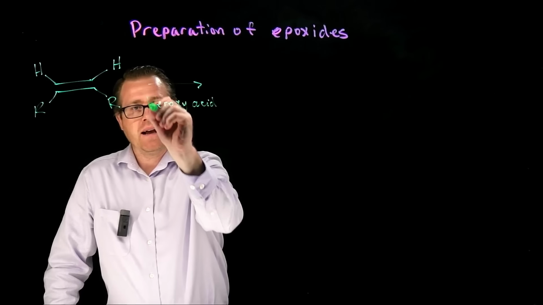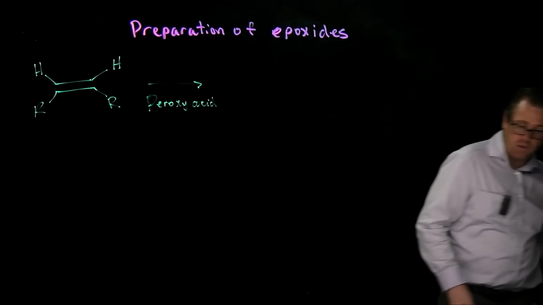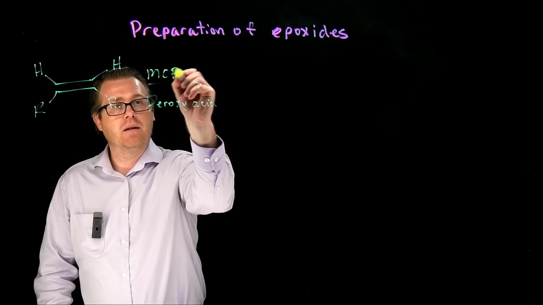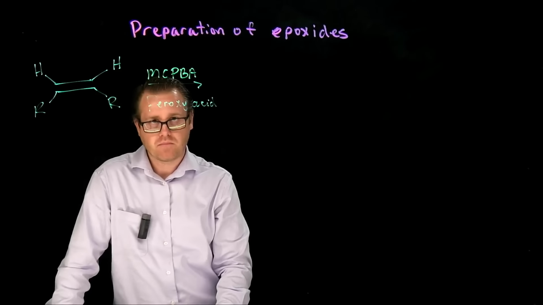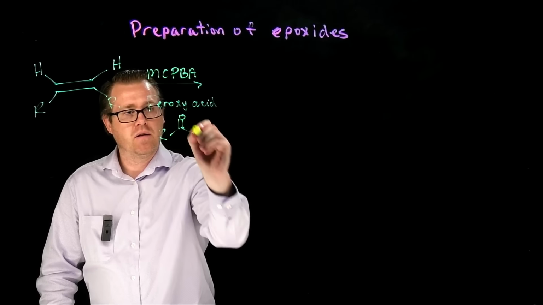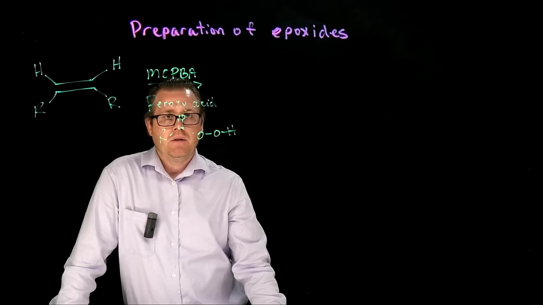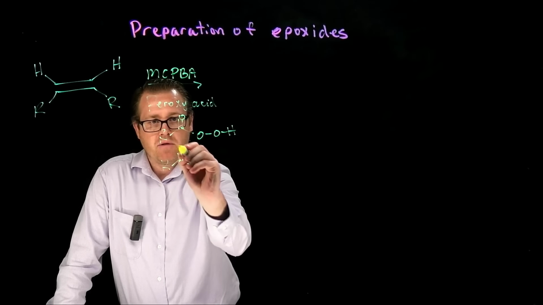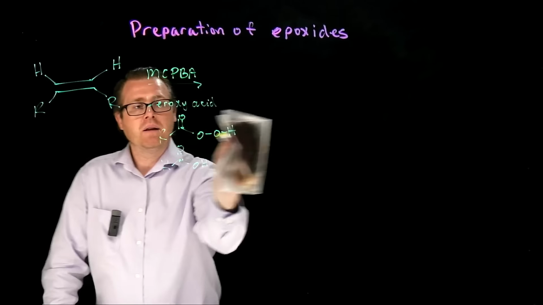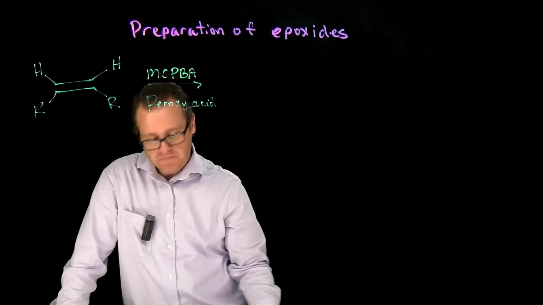And a good peroxy acid that we're used to, that we've seen before, is MCPBA. Right there. Now remember, a peroxy acid has this general formula, like that. So a carboxylic acid, remember, looks like this. Carboxylic acid, peroxy acid. And MCPBA is just a named peroxy acid. Okay?